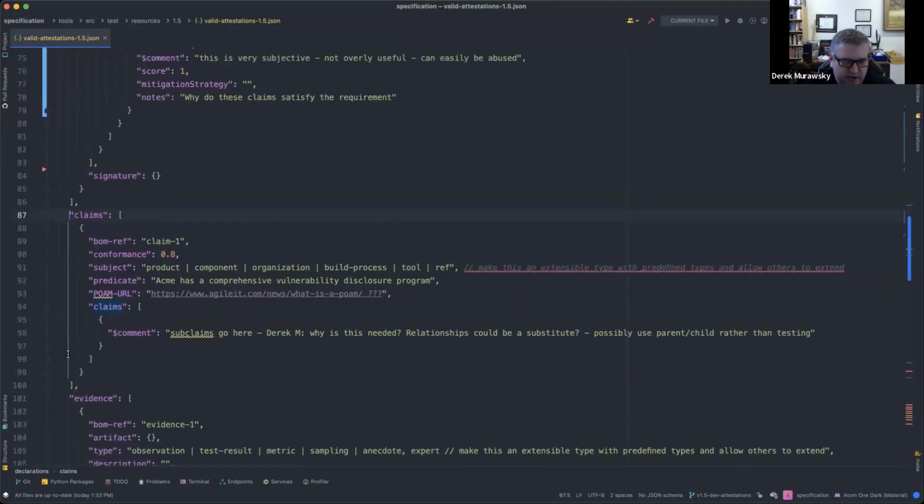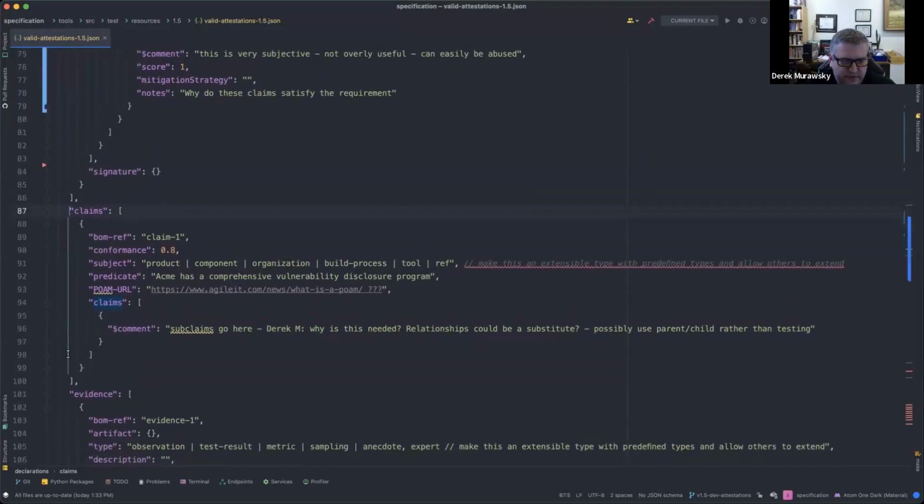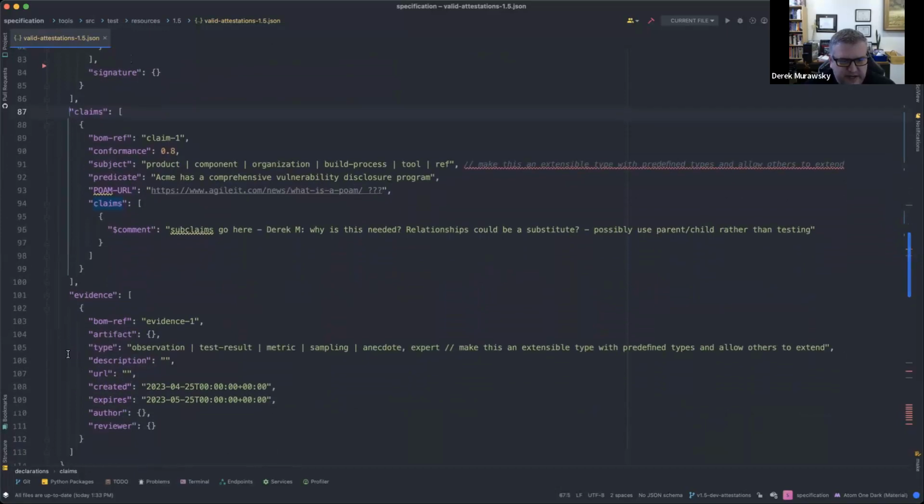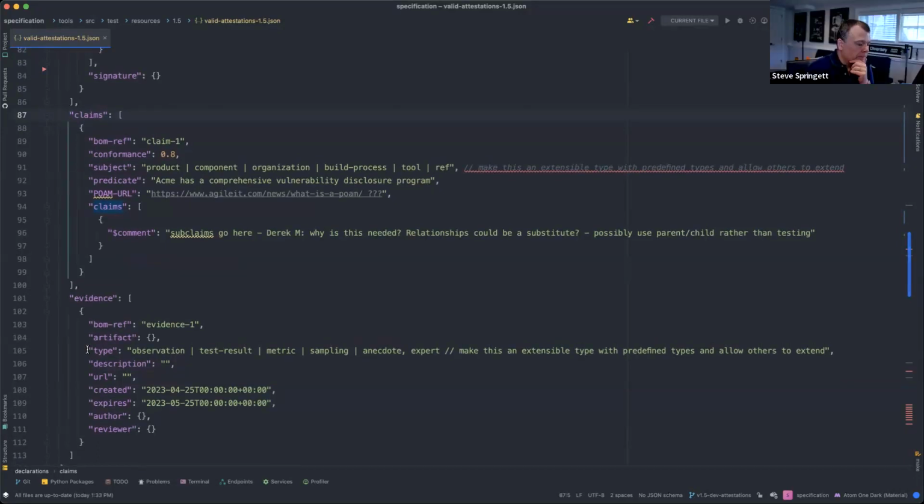Because right here in line 105, if you're down, it's evidence. We've got observation, test result, metric, sampling, anecdote. If there's a mitigation strategy, is that a piece of evidence by itself? Yes, we have evidence there's a mitigation strategy. Yes, there's evidence that this is being mitigated or in the process of it.